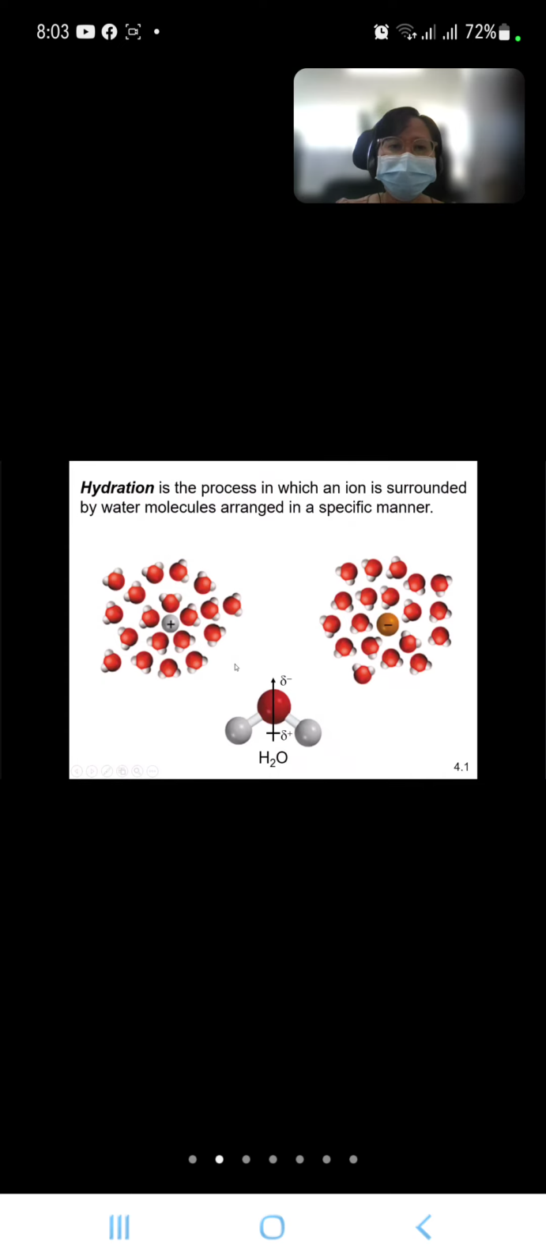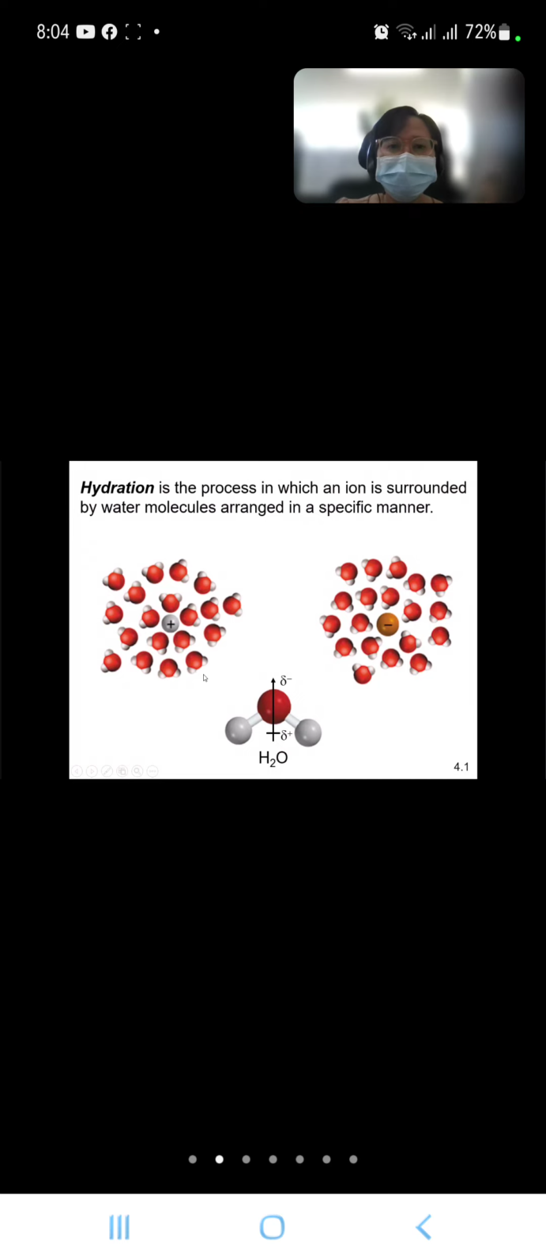So, when a strong electrolyte like sodium chloride is dissociated, as I have said, there is complete dissociation, no? So why is there no chance of bonding together these two ions? It's because of the process called hydration.